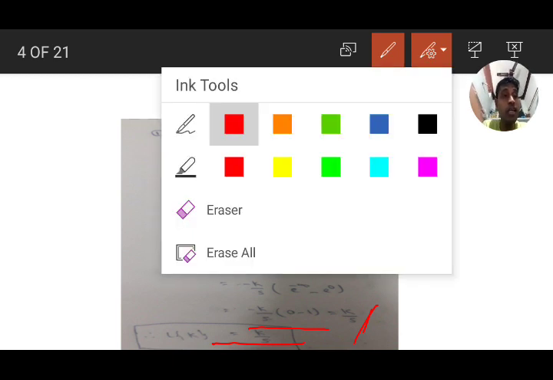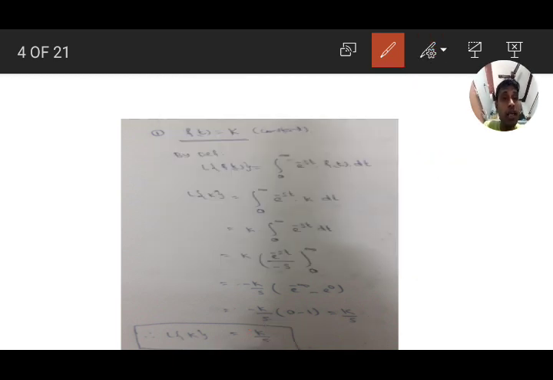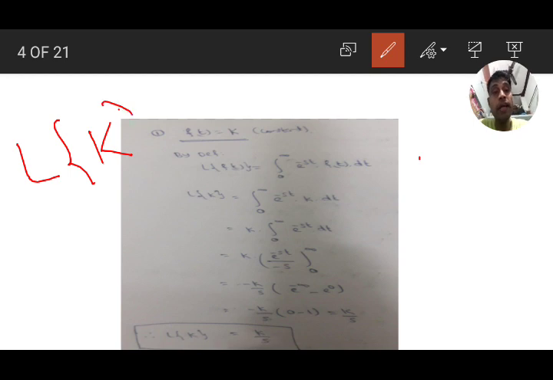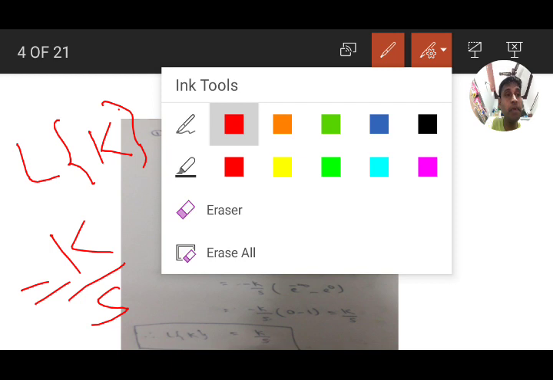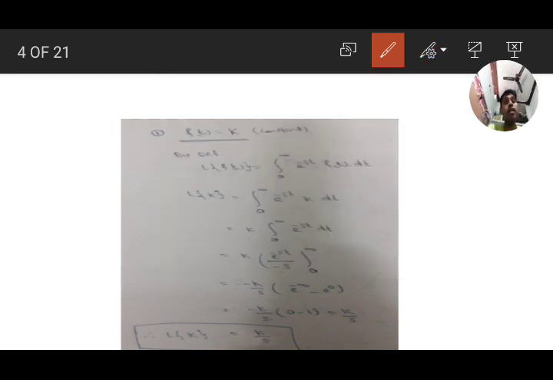So if the function is constant, then L of k equals k by s. We got L of f equal to k by s. So the Laplace transform of k, any constant, is k by s. We remember this formula. Like this, there are 8 standard functions.